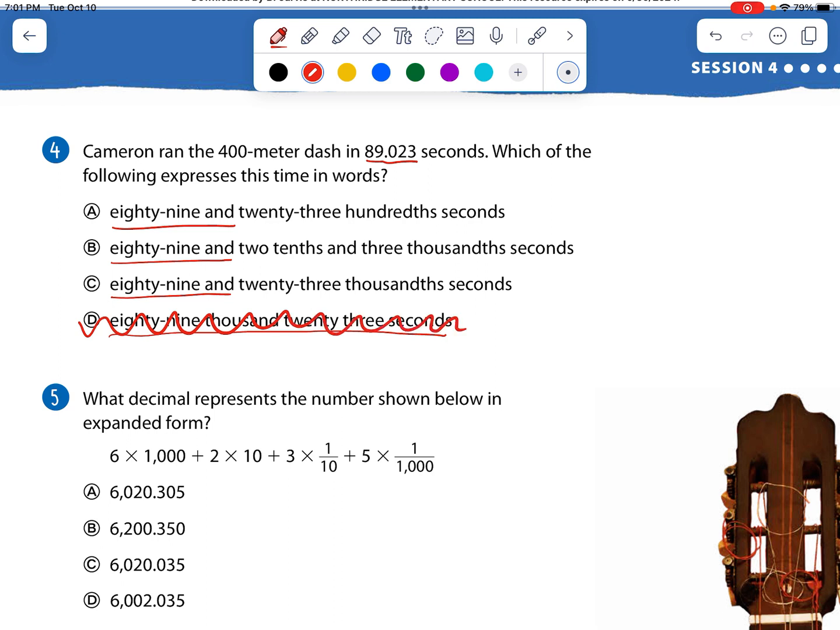Okay. We want to make sure that it doesn't say tenths because we don't have any tenths. Okay, so 2300 seconds, so it could be that. 89 and 2/10 and, we don't do 2 ands. So that means that one's gone. Okay, this 3 is in the thousandths, which means that's what it should end with. This one says hundredths, so we know it's not that. This one says thousandths, so we know it's C.